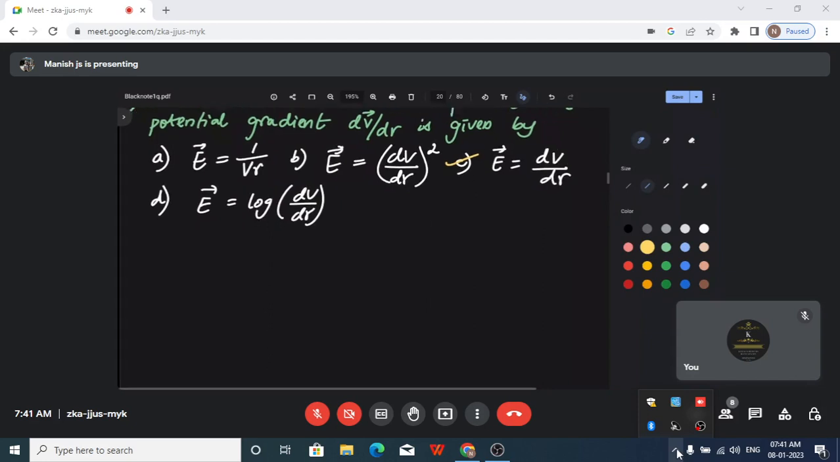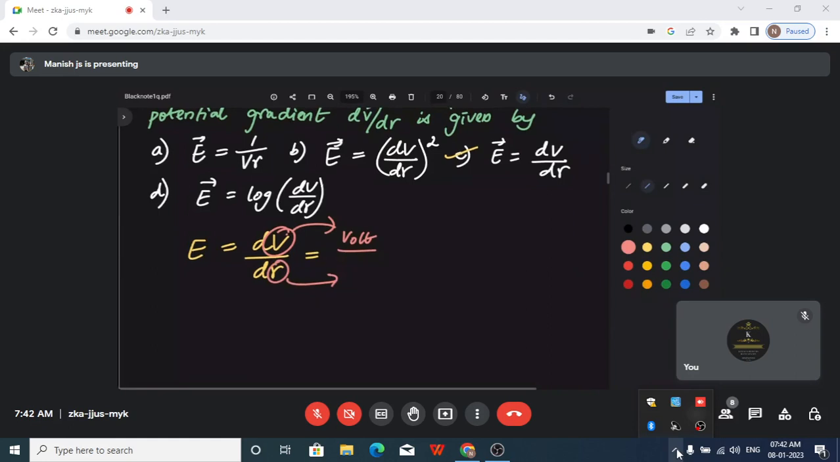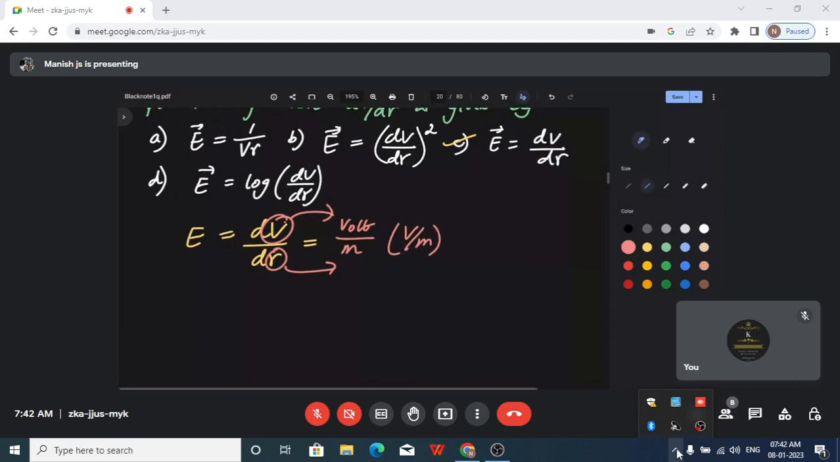What will be the unit of electric field? So volt per meter. In dV by dr, V obviously is potential, so this is nothing but potential difference. So what is the unit of potential difference? Volt. Correct. And r is distance, in meters. Perfect. So we can express this as volt per meter.